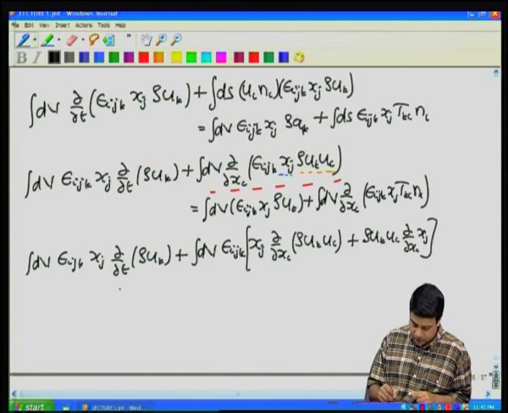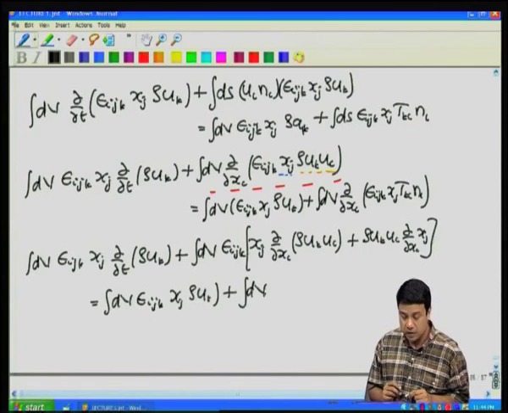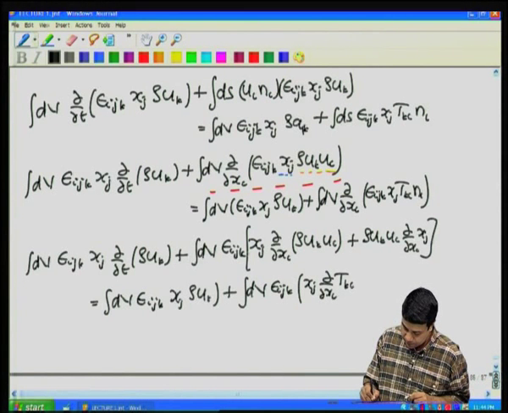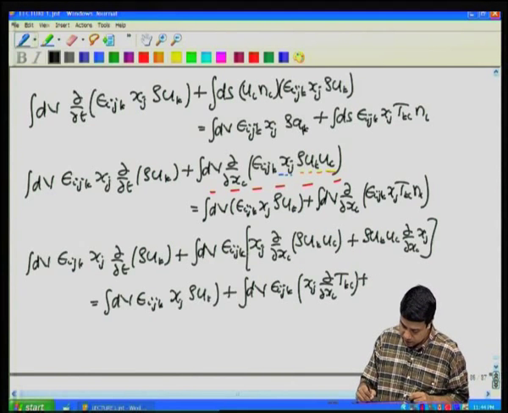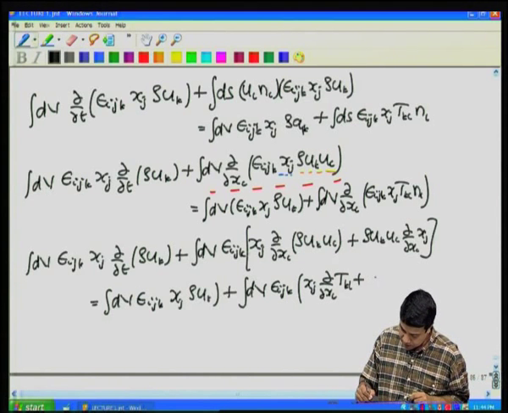And on the right hand side I have the integral dV epsilon_ijk x_j rho e_k plus the integral dV. Once again I use the chain rule for differentiation: epsilon_ijk into x_j partial by partial x_l of t_kl, plus t_kl partial x_j by partial x_l.